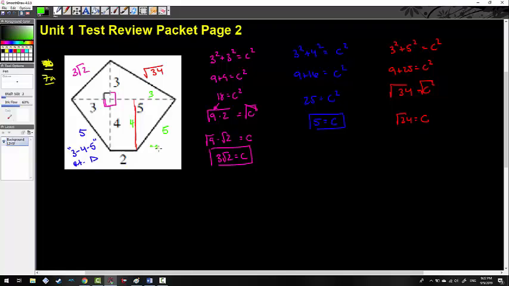Again, how do we know that? 3, 4, 5, right triangle. Hopefully we're doing okay so far. Now, why did I do all this? It's because at the very end of the day, I'm going to sum up all this mumbo-jumbo on the outside to get the perimeter.